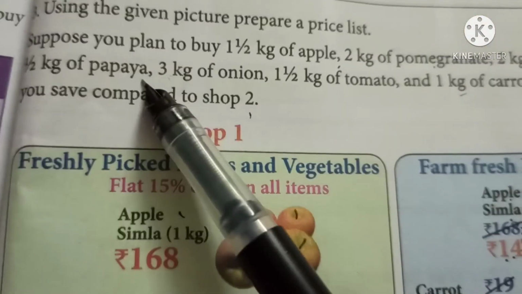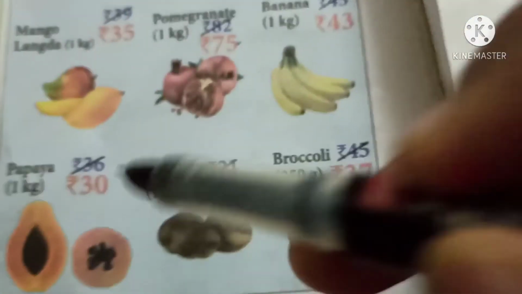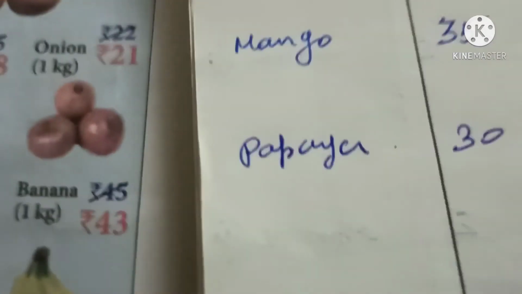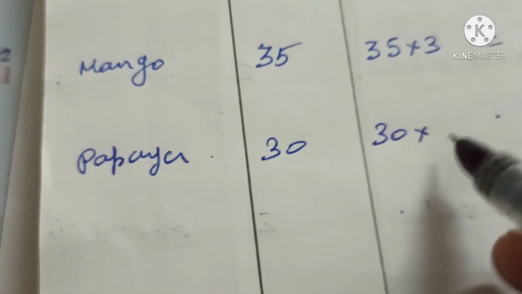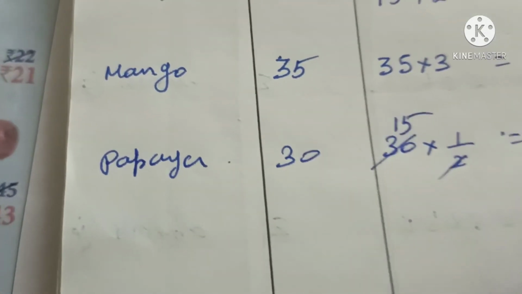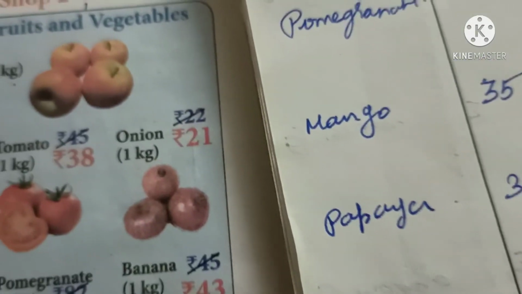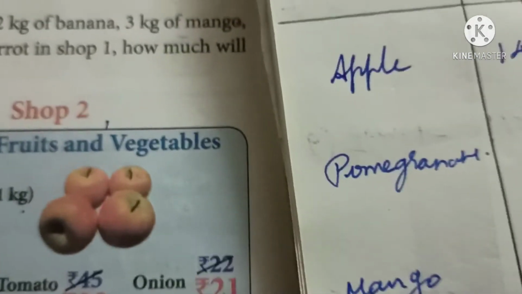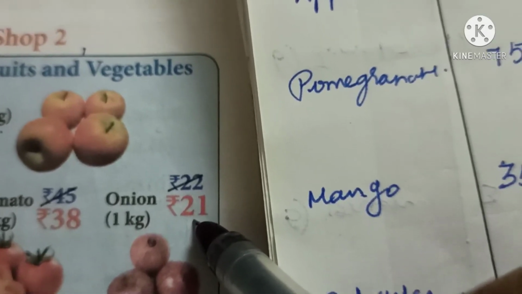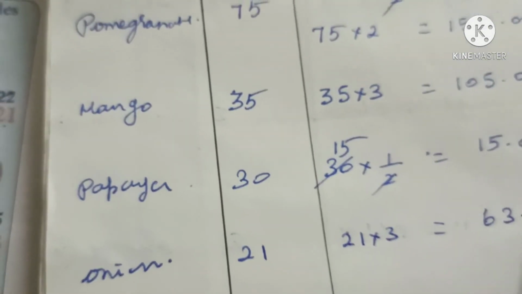And then half kg of papaya. 1 kg of papaya is 30 rupees. We need only half kg, therefore 30 into 1 by 2, which is equal to 15. And next one is 3 kg of onion. Onion 1 kg is rupees 21. We need 3 kg, which is equal to 63.